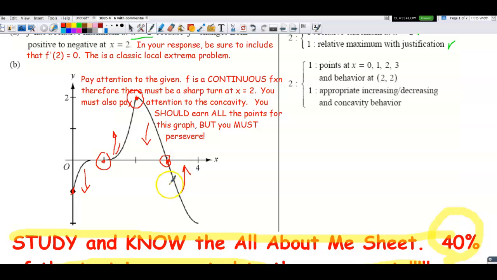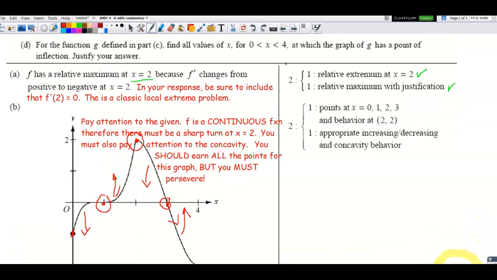And the first derivative in that region is still negative, so the graph continues to decrease. So the main thing is you just need to go slowly and just use your eraser when needed. So let's see where the points come from.